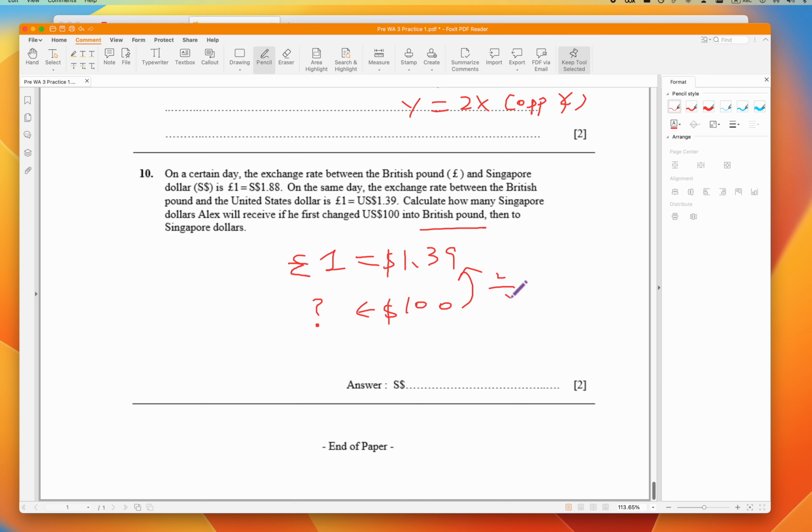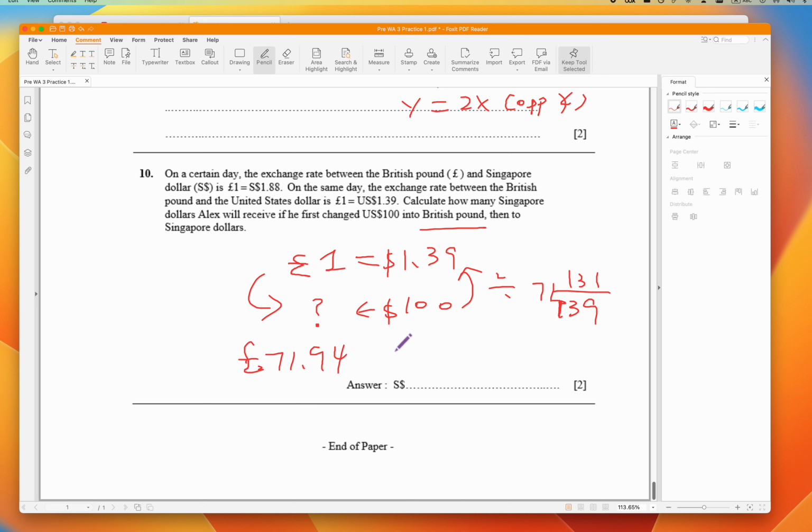Basically you take 100 and divide by 1.39. Similarly, from here to here is divide, and from here to here is times. So you just multiply 1 by this answer. But when it comes to money, you need to get it into a decimal number. So therefore you get 71.94 in this case. So these are your pounds.